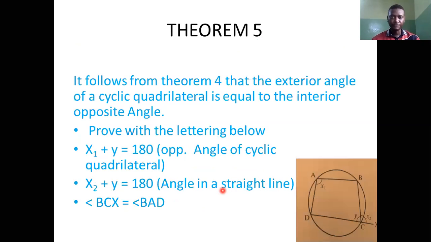Hope that is clear. Now, theorem 5. It follows from theorem 4 that the exterior angle of a cyclic quadrilateral is equal to the interior opposite angle.